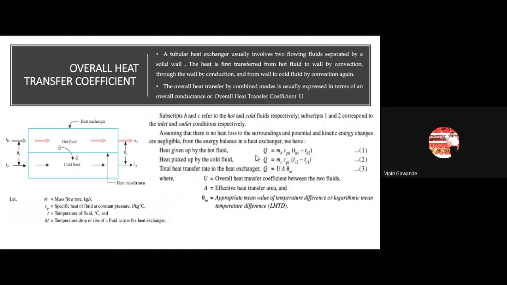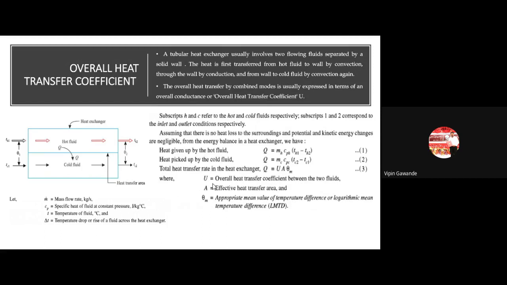Most students make mistakes only in this formula of Q. Q is equal to mCp delta T. If it is a hot fluid, then it is from inlet to outlet, Th1 minus Th2, while when it is a cold fluid, it is from Tc2 to Tc1. Now heat given by the hot fluid is equal to heat taken by the cold fluid. So that is the heat balance equation.